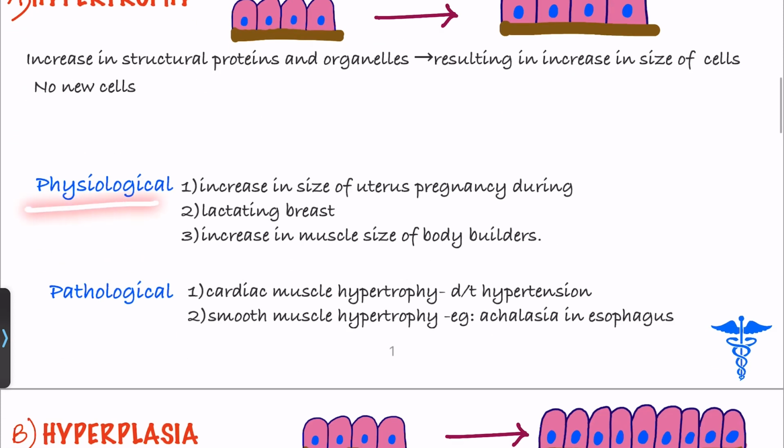Physiological hypertrophy occurs during pregnancy when there is increase in the size of the uterus, or in the lactating breast, or increase in the muscle size of the bodybuilders. Pathological hypertrophy occurs in cardiac muscle hypertrophy due to hypertension, or smooth muscle hypertrophy due to achalasia in the esophagus.